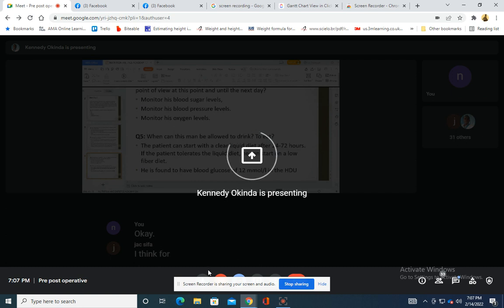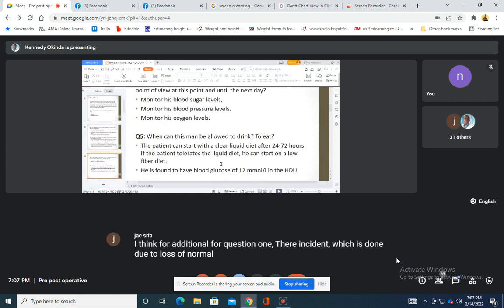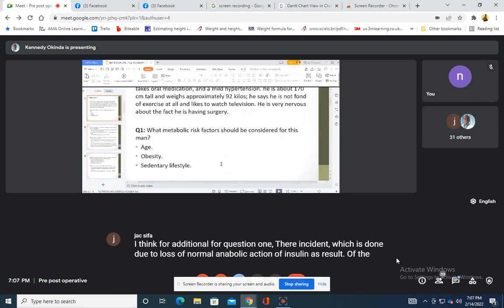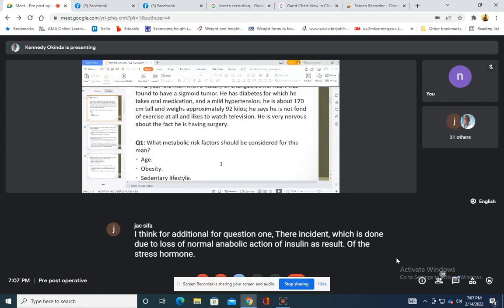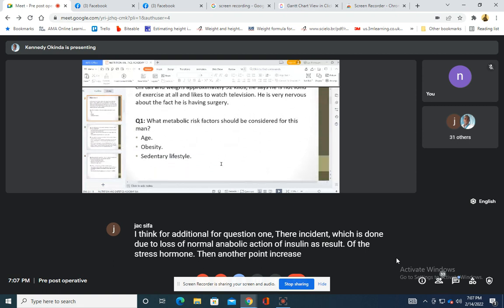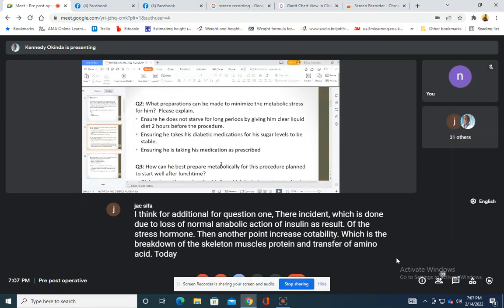I think for additional for question one, the insulin resistance due to loss of normal anabolic action of insulin as a result of the stress hormone. Then another point is increased catabolism, which is the breakdown of the skeletal muscles, protein, and transfer of amino acid to the wound in response to the surgical injury.